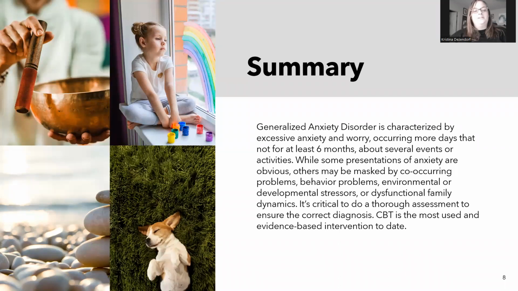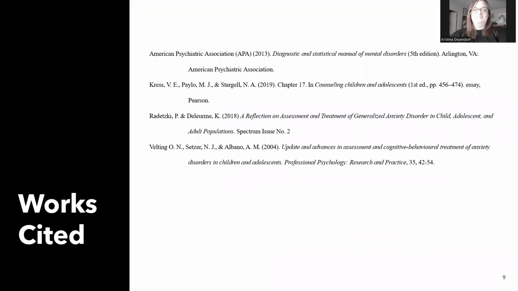So, in summary, generalized anxiety is characterized by excessive worry. Some presentations are obvious, but others may be masked by co-occurring problems or developmental stressors or a dysfunctional family. It is really critical to do a thorough assessment, and CBT is the most used and evidence-based intervention to date. There are 6 parts of it that we just discussed.